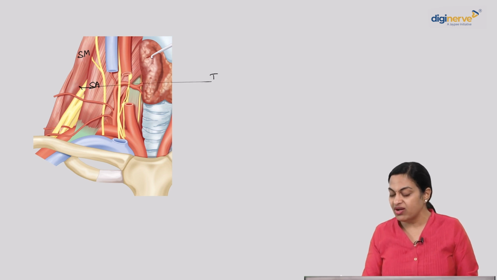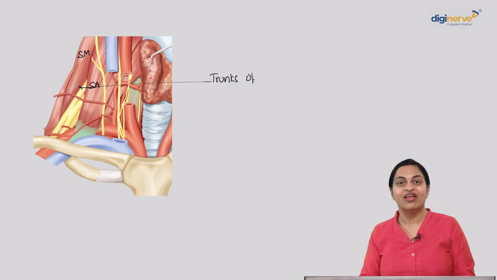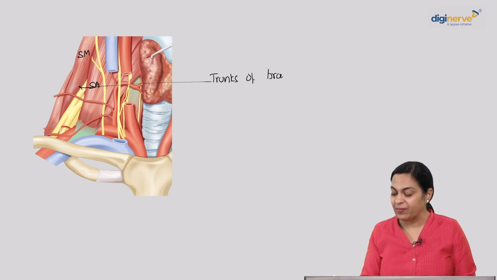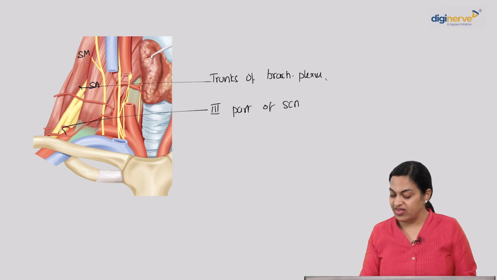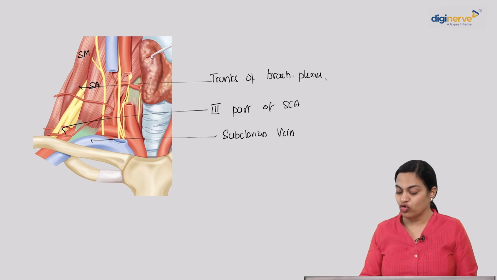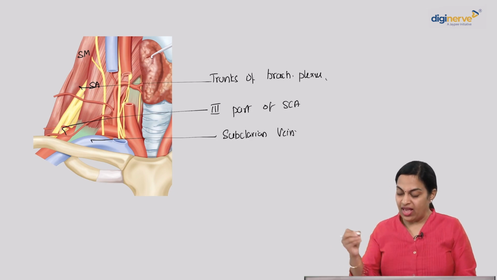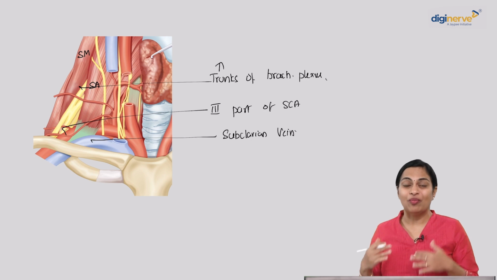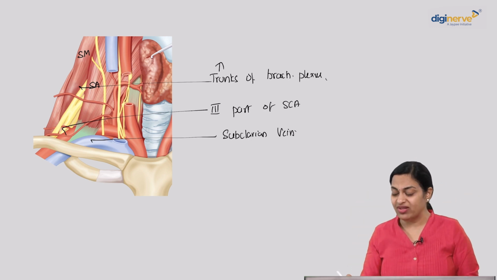We get to see the trunks of brachial plexus between scalenus anterior in front and scalenus medius behind. And we get to see the third part of subclavian artery. Yes, this is the subclavian vein that receives the external jugular vein. Okay, and branches from the supraclavicular part of the brachial plexus. Can you tell me which will be related to the triangle here?